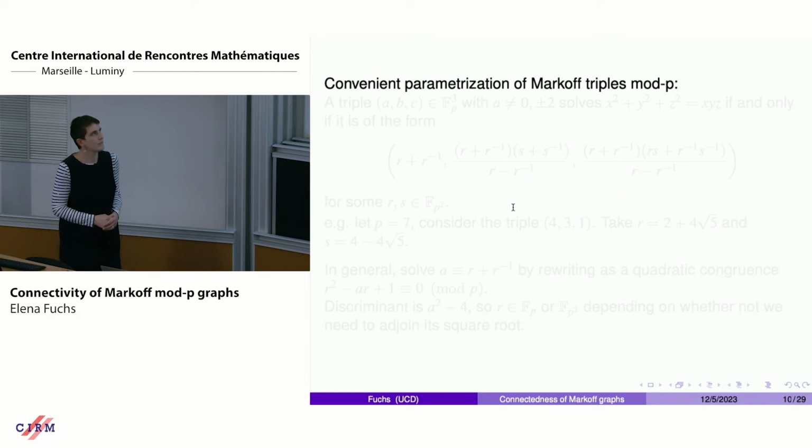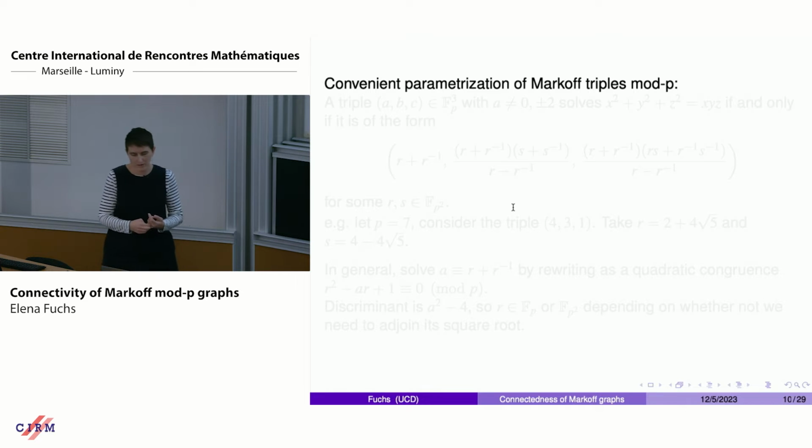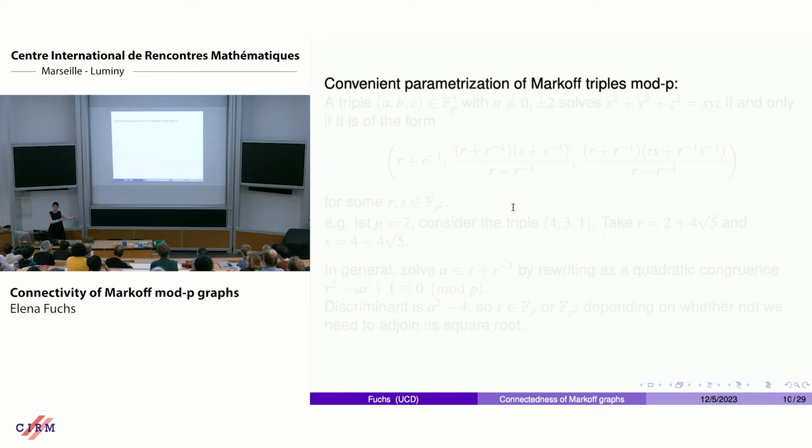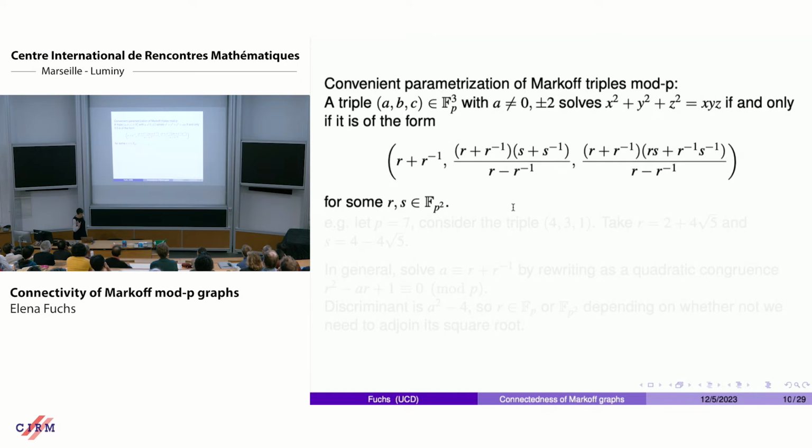So basically, this can come out of their representation of the graph that they consider. By the way, I didn't say this, but the graph that they consider is such that if you can prove that it's connected, then your original Markoff mod P graph is connected and vice versa. So I'm going to talk throughout the rest of this talk about the actual graph GP that we defined.